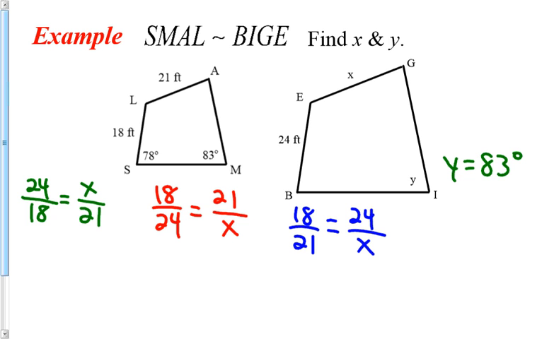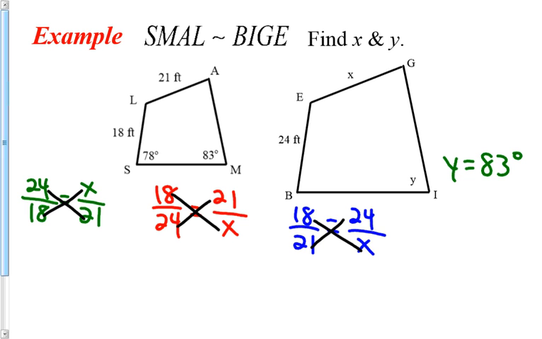And here's why. When we cross multiply, we get 24 times 21 each time, and 18 times X each time. That's why all three of these work.